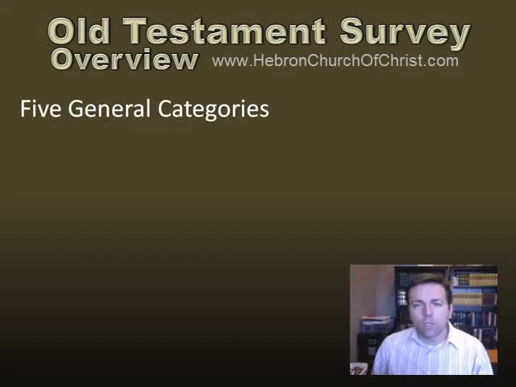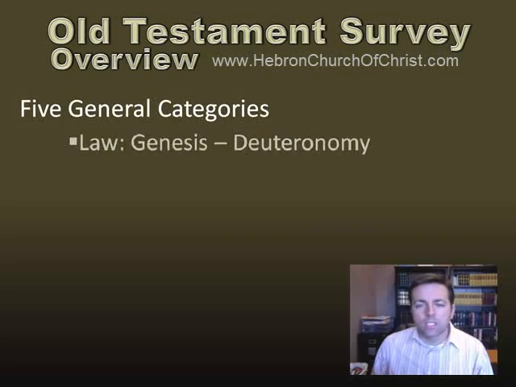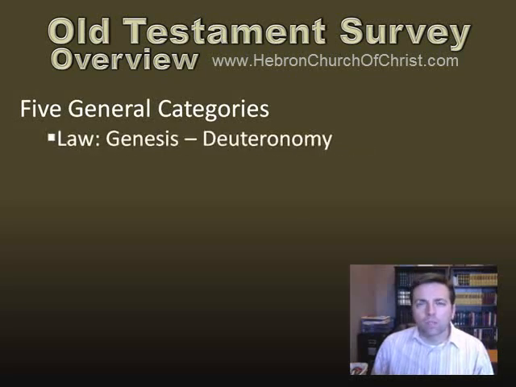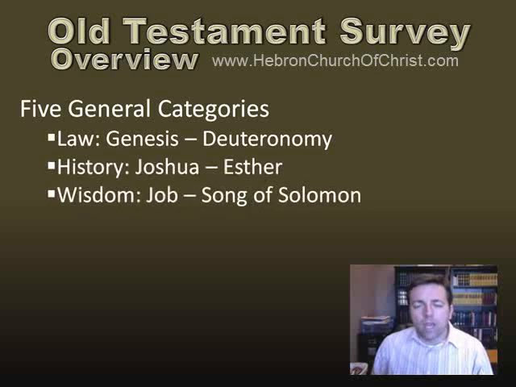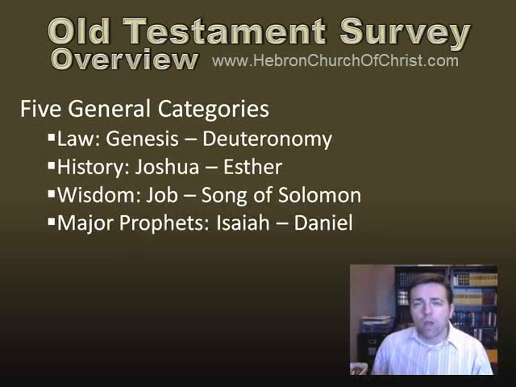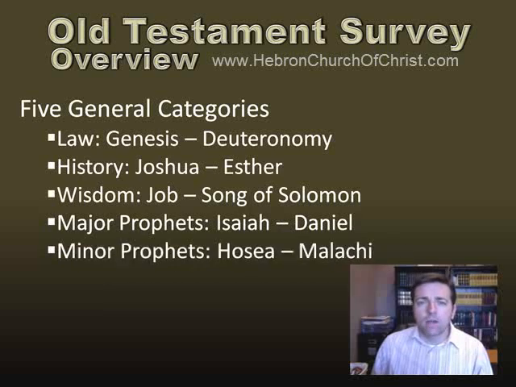Something else we want to look at is the 5 general categories that we can break the Old Testament down into. First of all, we have the law from Genesis to Deuteronomy. Then we have history from Joshua to Esther. Then we have wisdom from Job to Song of Solomon. We have the major prophets from Isaiah down to Daniel. Then the minor prophets from Hosea down to Malachi.